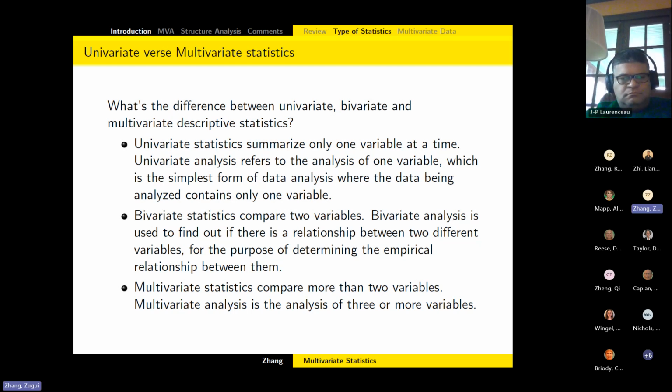When we see bivariate statistics, we try to compare two variables. Bivariate analysis is used to find out if there is some relationship between two different variables, for the purpose of determining the empirical relationship between the two variables. Multivariate statistics is quite different from univariate and bivariate, which compares more than two variables. Multivariate analysis is the analysis of three or more variables.